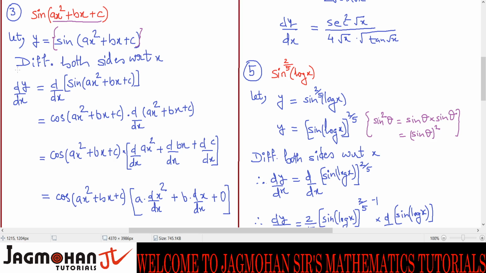You can write in short, this is allowed. This is DIFF dot, that is differentiating with respect to x, WRT, this is also allowed, with respect to x. So d by dx of y is equal to d by dx of the right hand side.